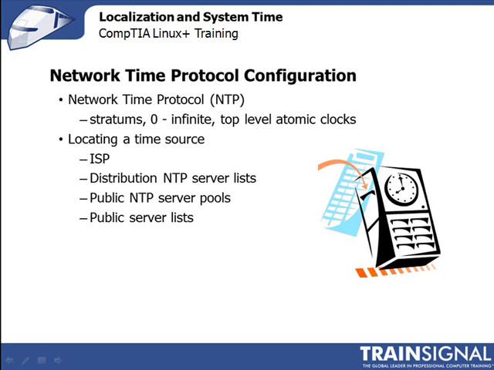To help maintain network time, there is the network time protocol. Think of it as a pyramid, with the best clocks at the top of the chain or at stratum 0. At this level sits things like atomic clocks.